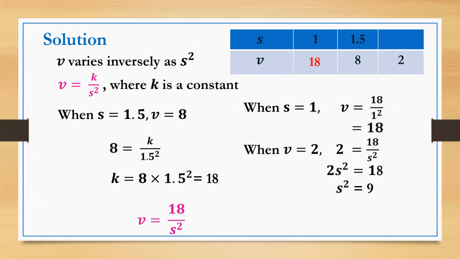Now, s squared equal to 9 will give me s equal to plus or minus 3. Remember, 3 squared is 9, and negative 3 squared is also 9. So I get s as plus or minus 3.